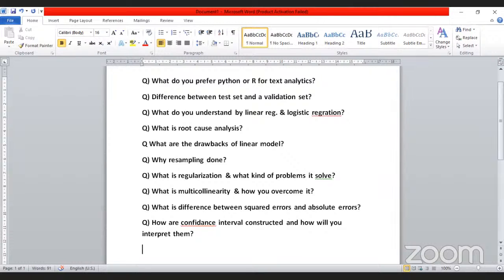Is it clear what the confidence intervals are and how we interpret them?